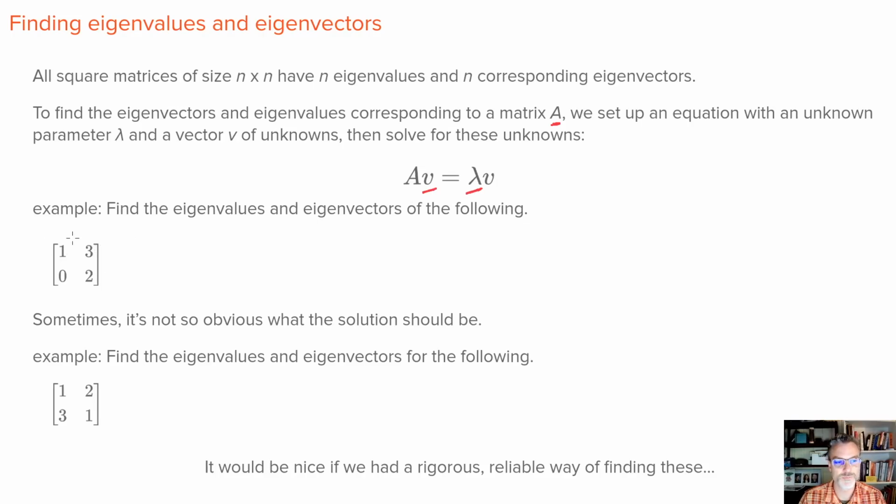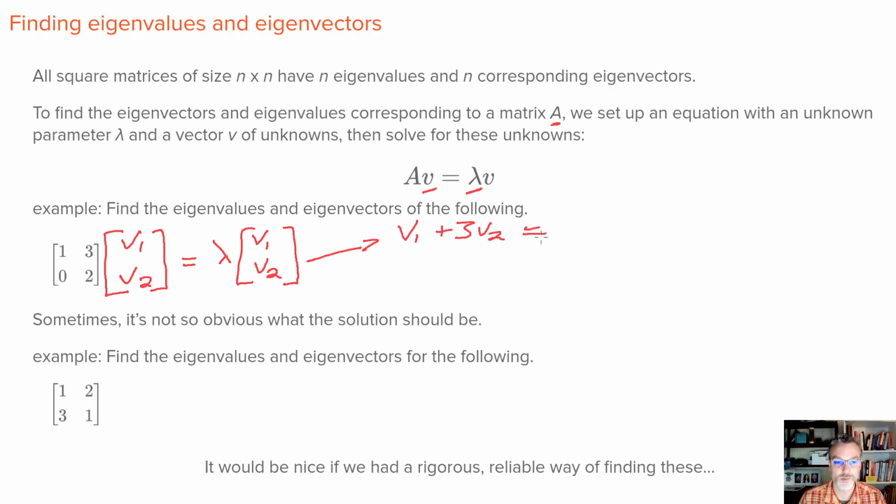So I've got a very simple 2x2 matrix here. I can set up this vector of unknowns and set up this equation like this. And you can see if I do this matrix multiplication, I'm going to get a system of equations. So let me do that here. I've got 1v1 plus 3v2, and that's equal to lambda times v1. And that second multiplication is 2v2, which is equal to lambda times v2.